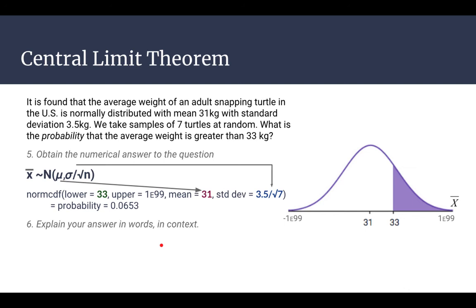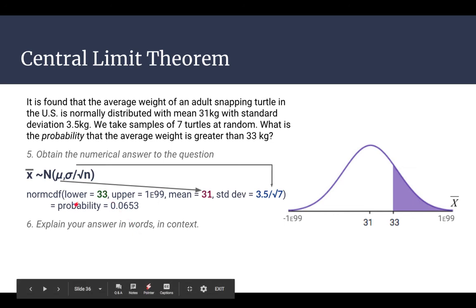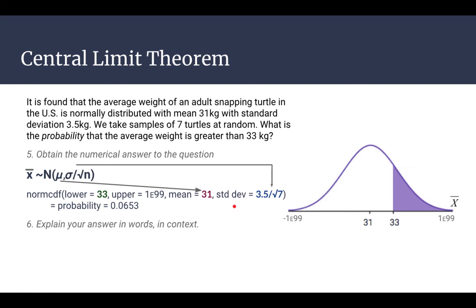Here I have labeled every single value of input in my calculator. So on your common assessment, what I expect to see is you label the lower value, label the upper value, label the mean, label the standard deviation. So essentially, if I were to get rid of all of the numbers in this first line, this is your chug and plug for obtaining your numerical answer to your question. And then you're just filling in these values with the things that you found in the first 4 steps. So if I were to put this into my calculator, the probability that I get is 0.0653. Now, using this probability, I can explain my answer to this question in words.